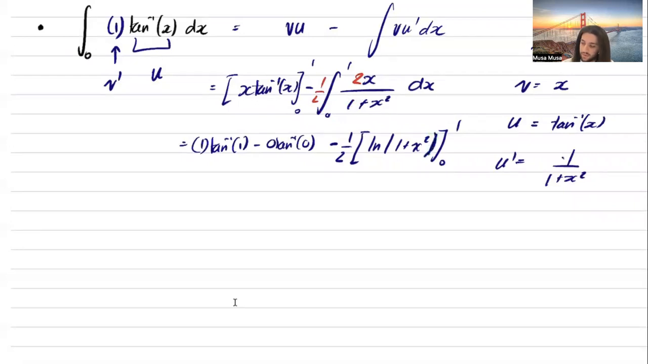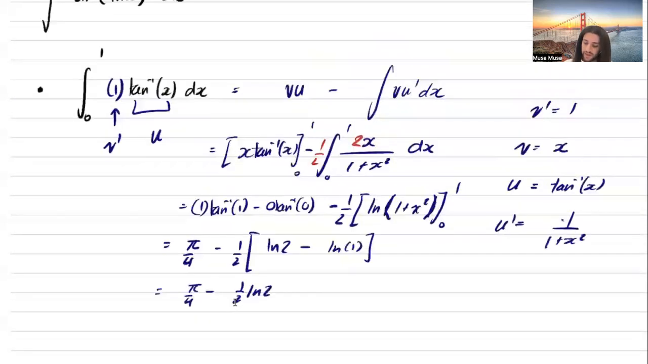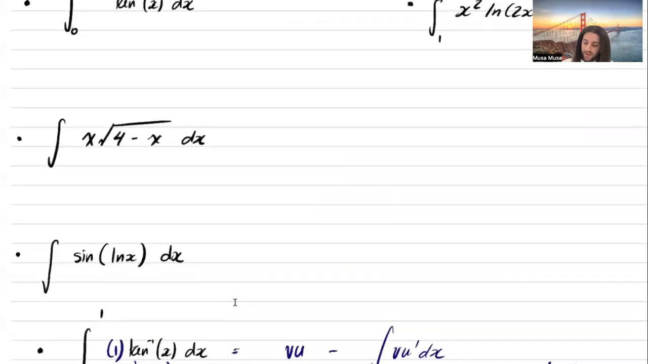In fact, actually, I'll just do it now. Convert them to curve brackets. Inverse tan of 1 is pi over 4. Inverse tan of 0 times 0, that just goes to 0 anyway. And then we have minus a half, and then we have ln of 2 minus ln of 1. Now, ln of 1 is 0, so this just becomes pi over 4 minus a half of ln 2. And you're done. Perfect. Next one.